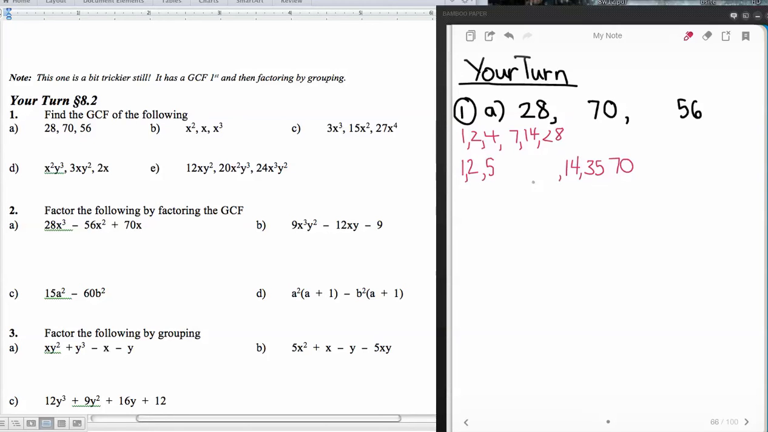And then we have 6, no. 7, yes, so 7 and 10. 8, no. 9, no, and so we've met ourselves in the middle.